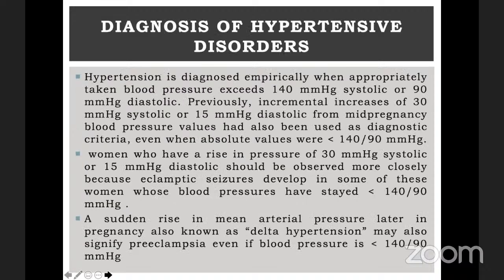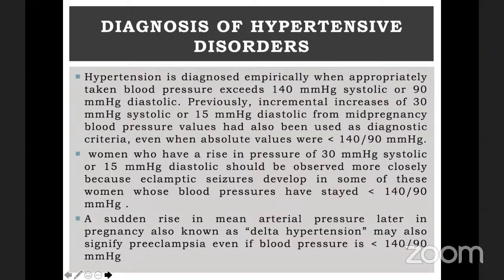So for the diagnosis of hypertensive disorders, it is diagnosed empirically when appropriately taken blood pressure exceeds 140 mmHg systolic or 90 mmHg diastolic. Previously, incremental increases of 30 mmHg systolic or 15 mmHg diastolic from the mid-pregnancy blood pressure values had also been used as one of the diagnostic criteria, even when absolute values were below 140 over 90 mmHg.